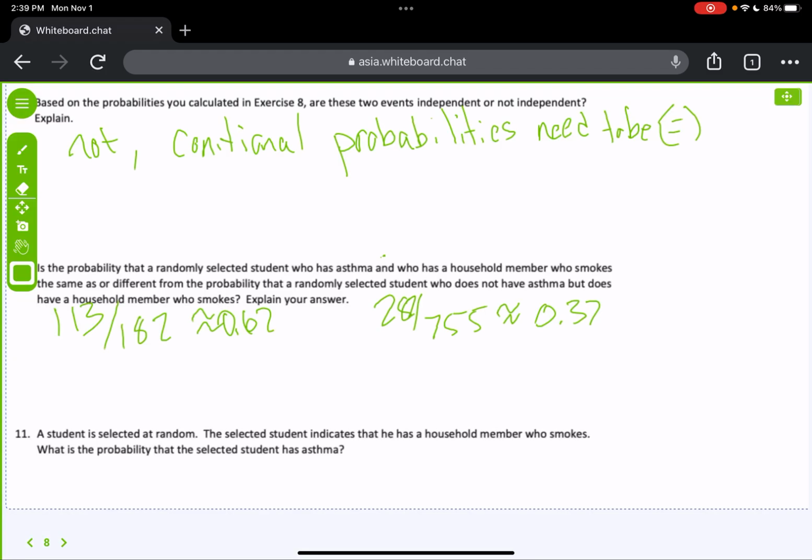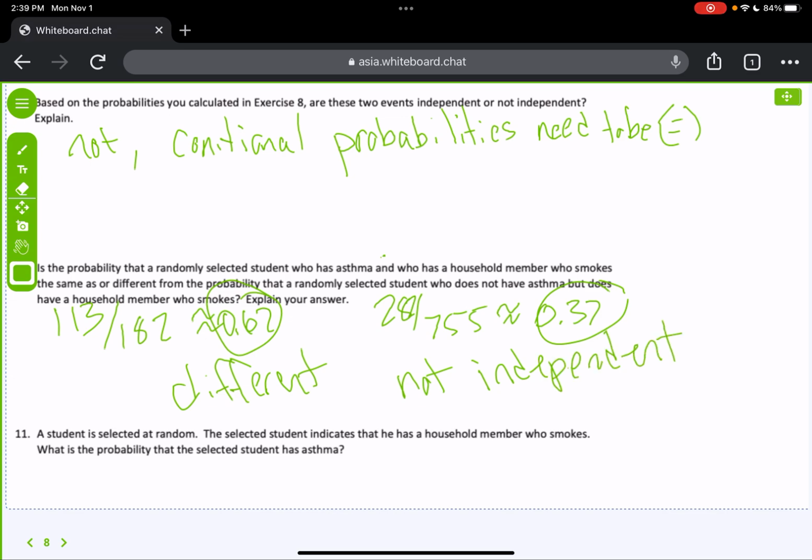Let me refresh that. Okay, there we go. 0.37. Now, this would be different. Okay, those are different. And they would be not independent. If they were the same, then they would be independent. They need to be equal for them to be independent. Not independent means they are different.